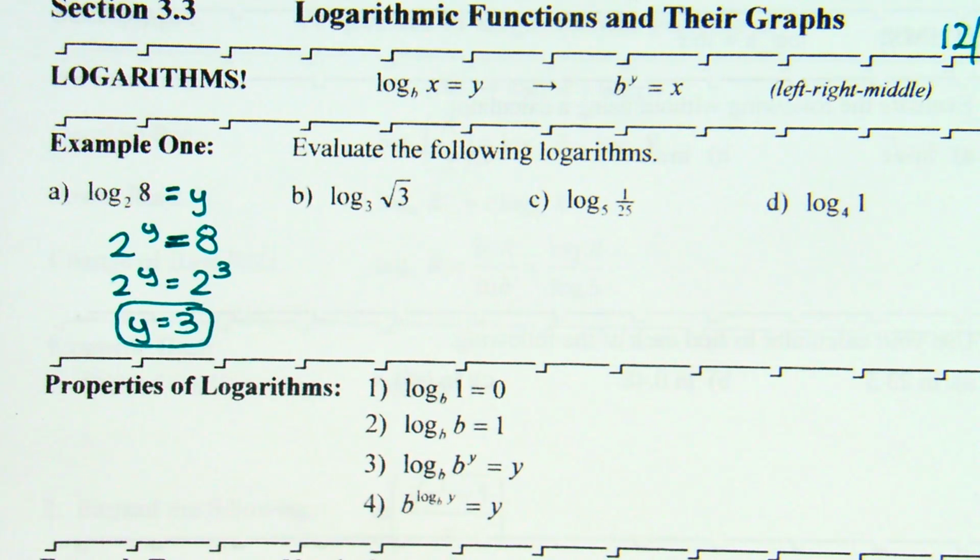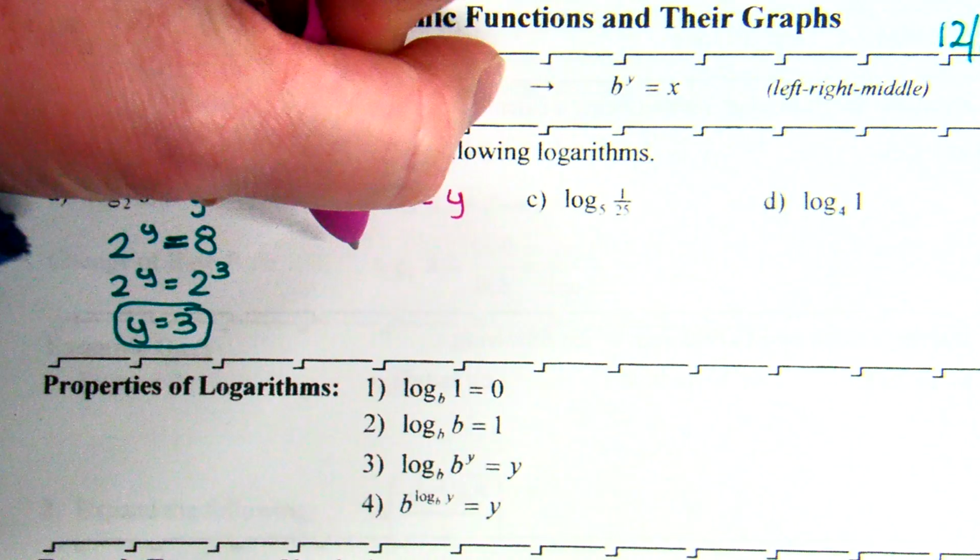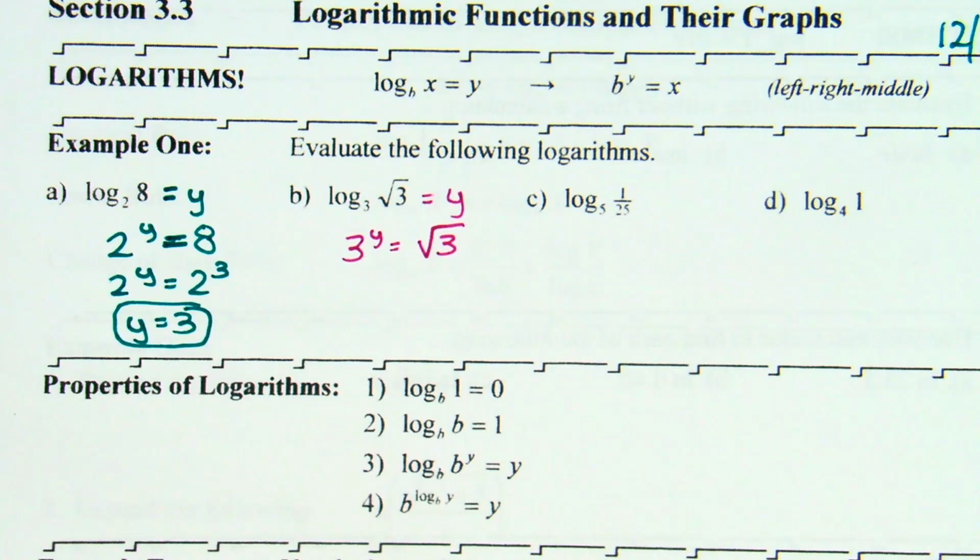Okay. I remember this. Okay, B. Log base 3 of square root of 3. And yes, you're always going to see me, at least for these, write equals y. How do I rewrite this? 3 to the y equals square root of 3. That was left, right, middle. What do you know about the square root of 3?